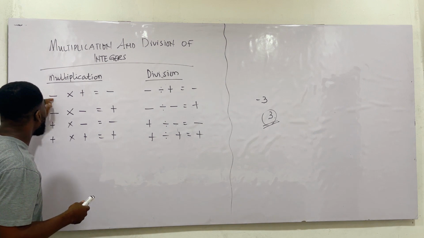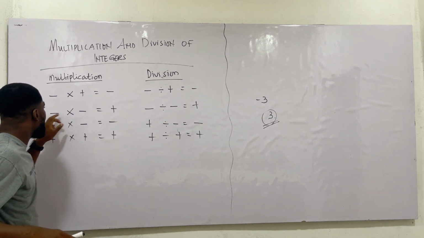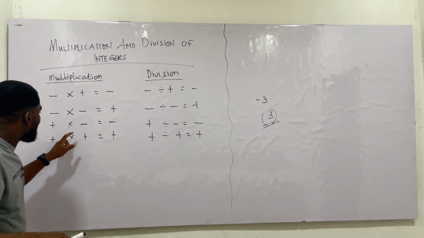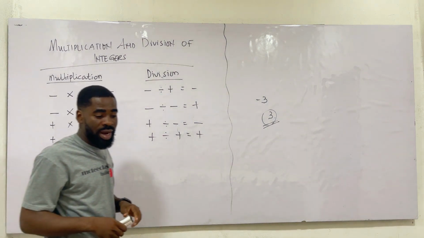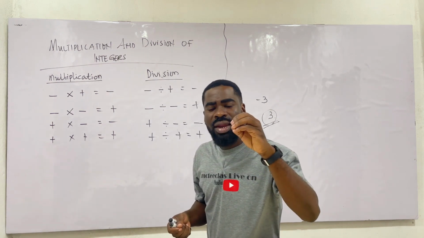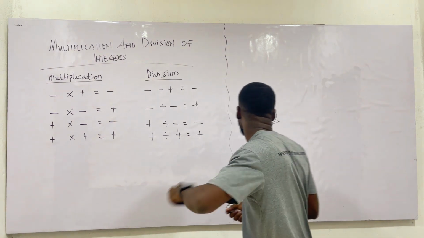We say negative times positive is negative, negative times negative is positive, positive times positive is positive. Very simple, right? For you to get it. You get the point I'm making here. Now, there are certain things you need to know.